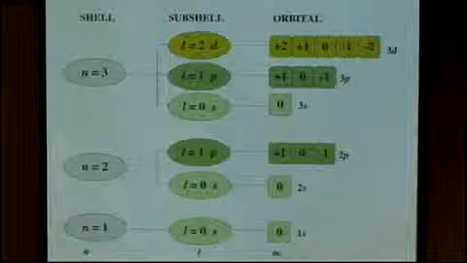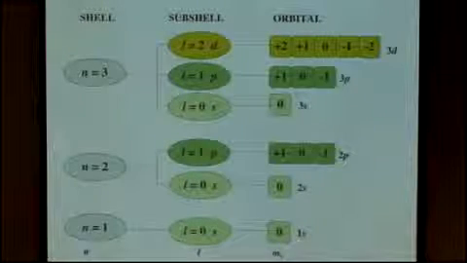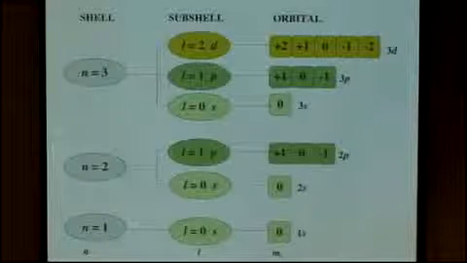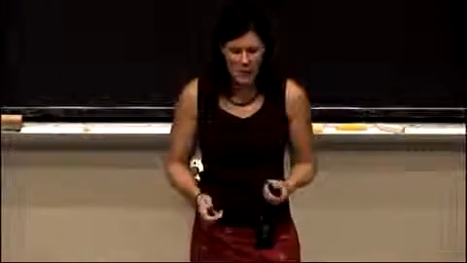And what you can see is that for any n that has an l equals 0, you can see here how there's only one possibility for an orbital description, and that's why we don't need to include the m when we're talking about an s orbital.